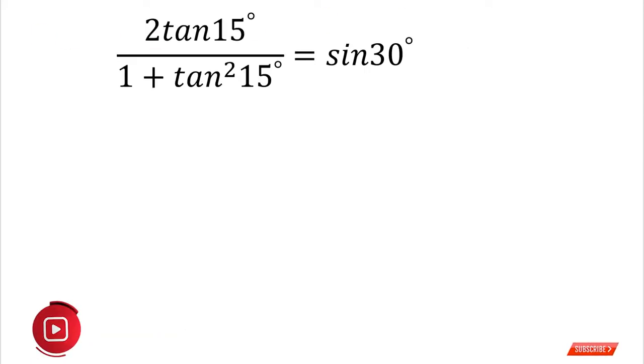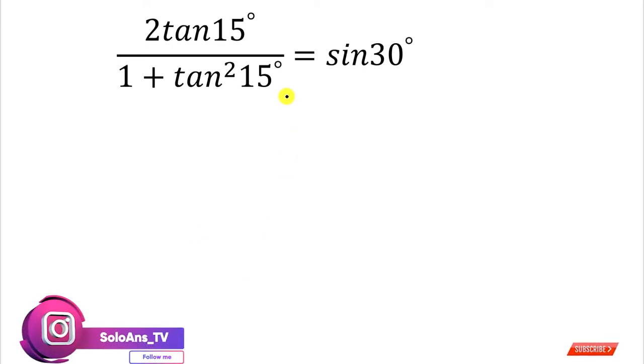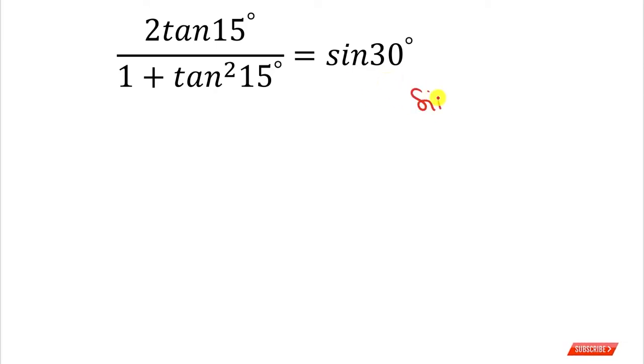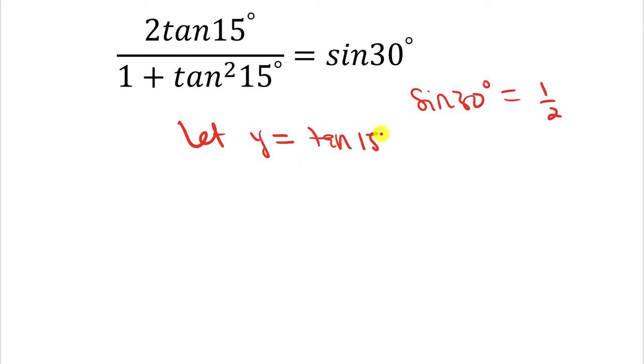If we look at the question, we have been given sine 30, and sine 30 is a known value. Even when you type it on a calculator, you get sine 30 degrees equal to 1 over 2. Then let a variable of our choice, say y, equal tan 15 degrees. So wherever we see tan 15, we substitute y there.